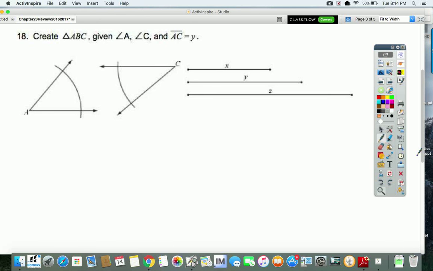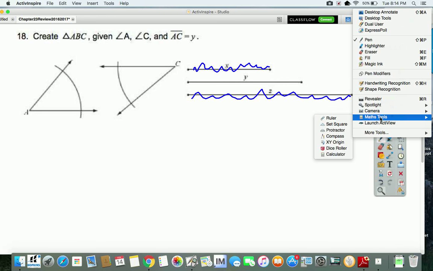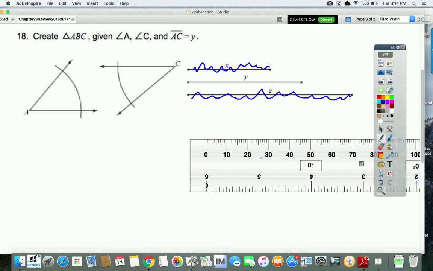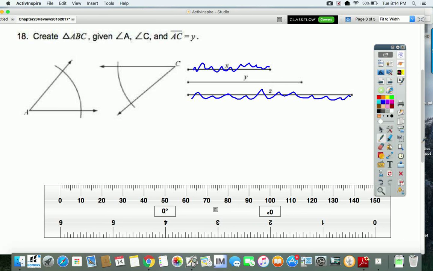Okay, number 18. Create triangle ABC given angle A, angle C, and segment AC equal to Y. Now we just need segment Y, so we don't need X and we don't need Z. Those are kind of distractors. So here's what we're going to do. We're going to take out my ruler, and I'm going to draw a line fairly long.